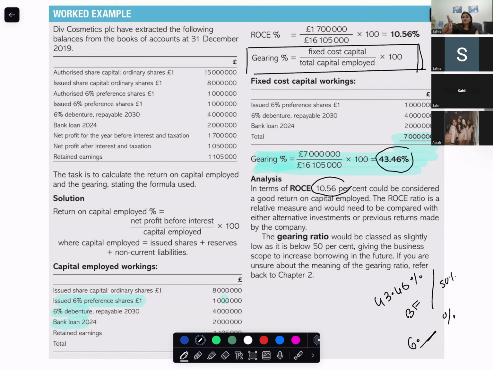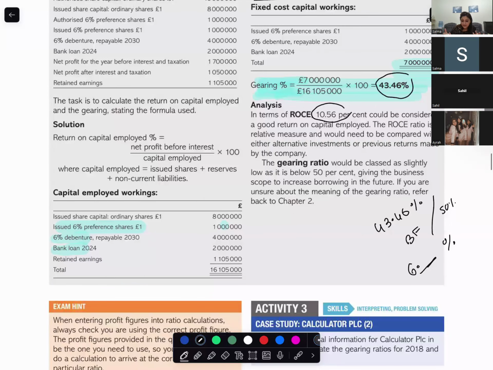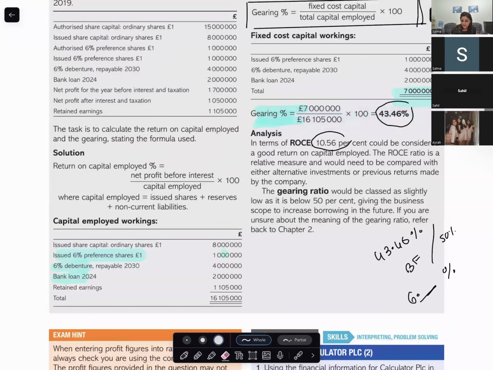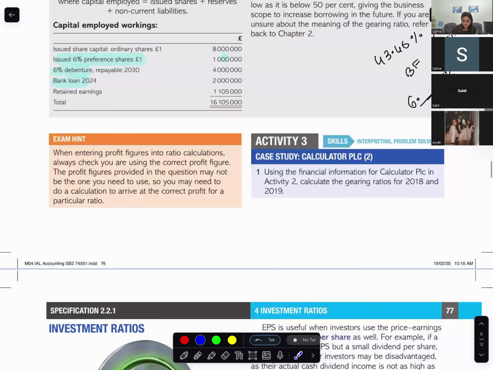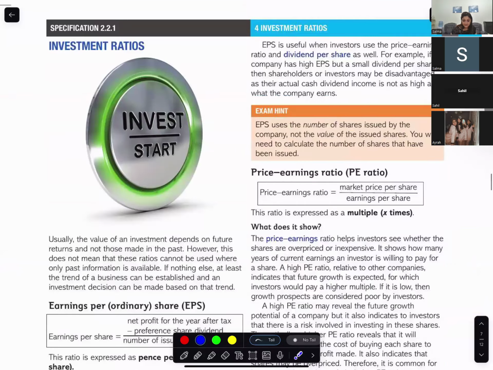50% capital without fixed cost and 50% capital with fixed cost is okay. Are you with me? But if your fixed cost capital increases beyond 50%, that means you are totally geared up. Here the gearing ratio is slightly low, so it gives scope to increase the borrowings in the future. Are you with me?